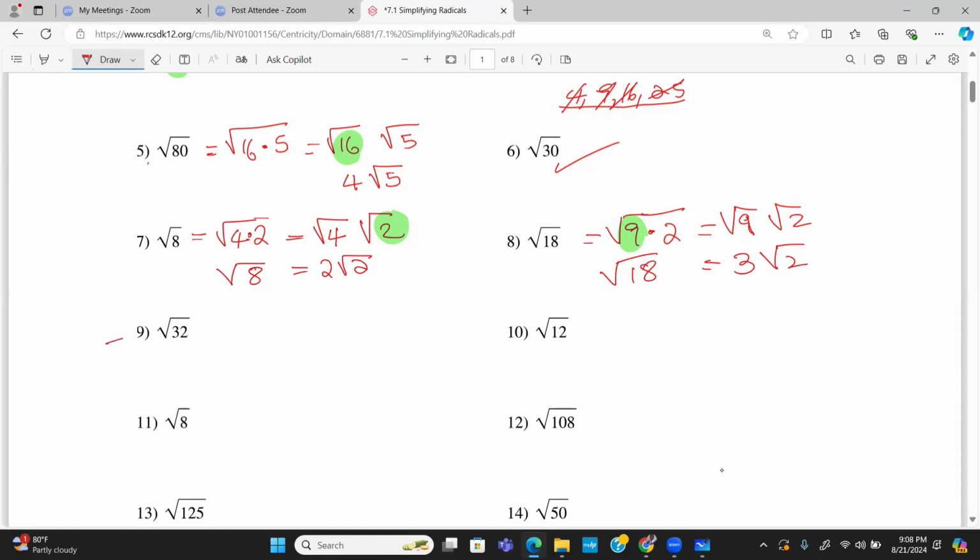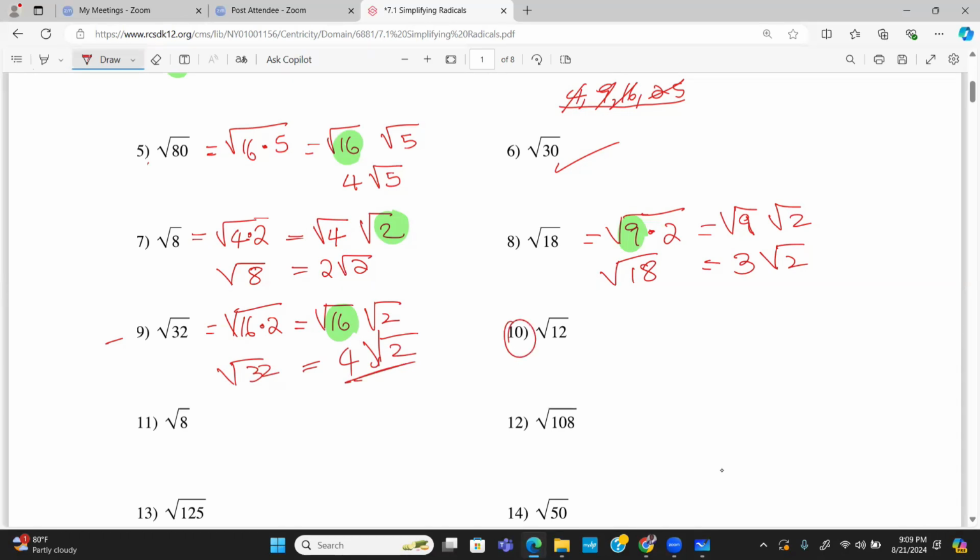For number 9, we want to look at the root of 32. What's the largest square number that could work? 16. So we're going to use 16 times 2. From this, we're going to have the root of 16 times the root of 2. Remember that 16 is a square number. 4 4's gives 16. So the square root of 16 will give us 4 root 2. Remember that 2 is not a square number. So our final response is the root of 32, when simplified, is 4 root 2.